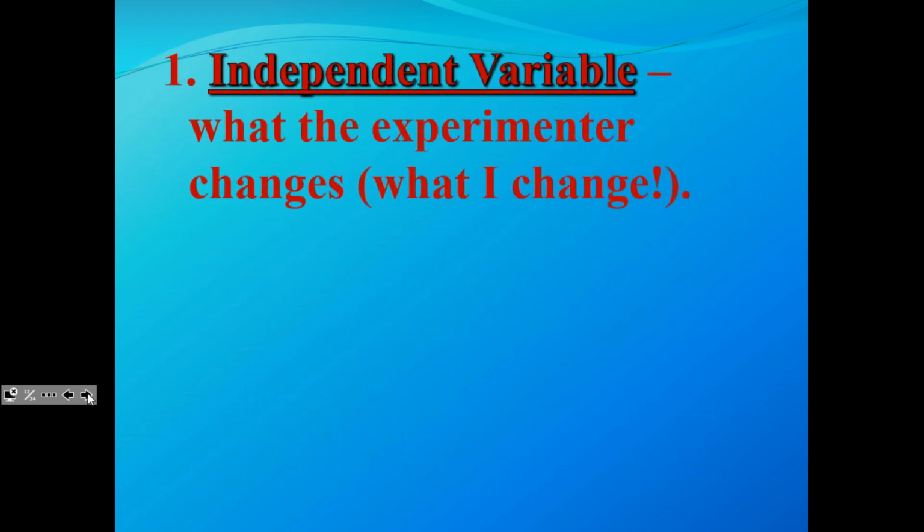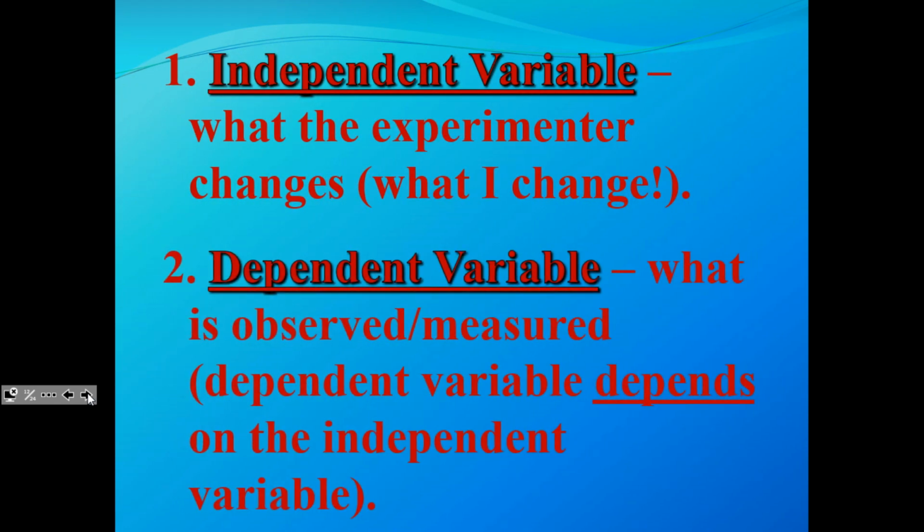So we have 2 types of variables that change. We have the control, of course, but then we have independent and dependent variables. Independent variable is what you change, what the experimenter changes. It's independent of the whole study because you manipulate it. 2 is the dependent variable. It depends on what you change. What is observed, measured.